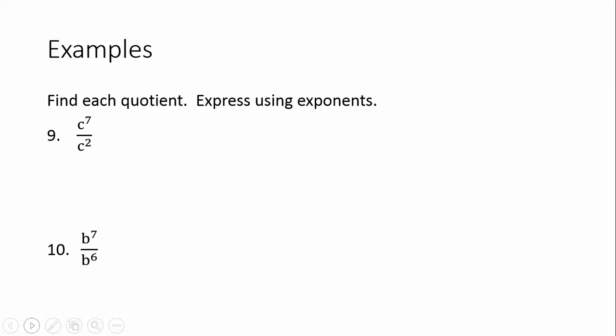Again, we can do the same thing with variables. We can apply the quotient of powers property simply by subtracting exponents as long as our bases are the same. And remember, the base is the number that has the exponent attached to it. So this would be c to the 7th over c to the 2nd. We subtract and get c to the 5th. Number 10, we have b to the 7th over b to the 6th. We subtract and get b to the 1st. And we don't have to write b to the 1st. We can just write b, because remember, when a variable is written with no exponent or a number is written with no exponent, it's an implied 1.